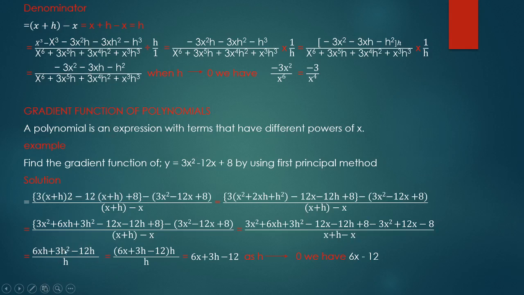This one we factor the numerator. If we factor the numerator with h, we shall have 6x plus 3h minus 12, into h, all over h. h and h cancel, so it remains 6x plus 3h minus 12. And therefore, as h tends to 0, where we have an h we put 0, we shall have 6x minus 12. So that becomes the derivative using the first principle method, or in simple terms, the gradient function.